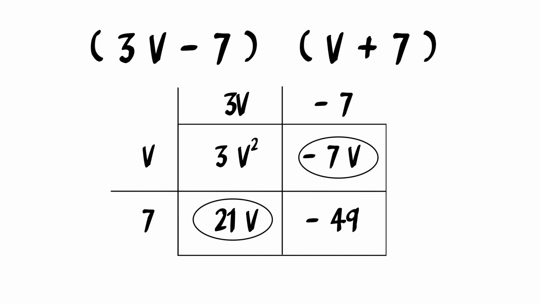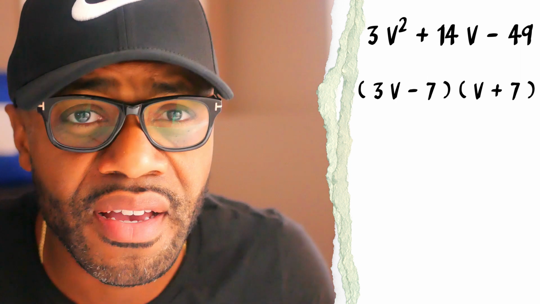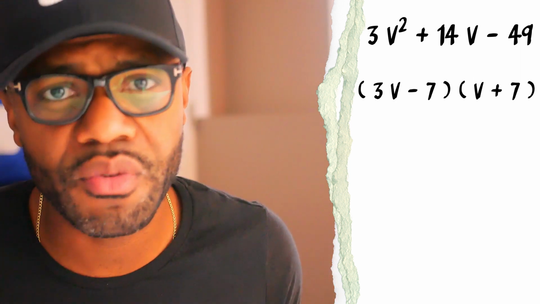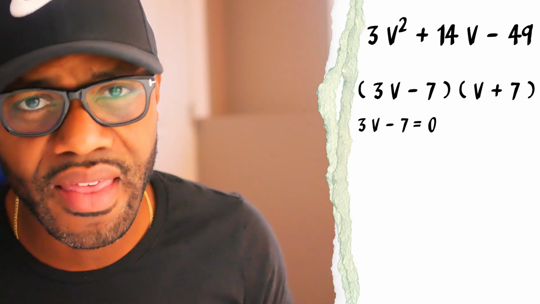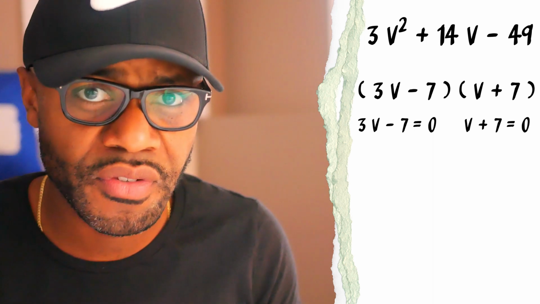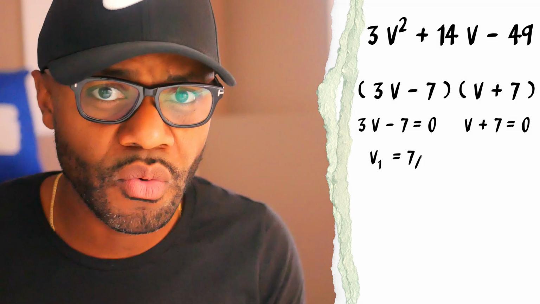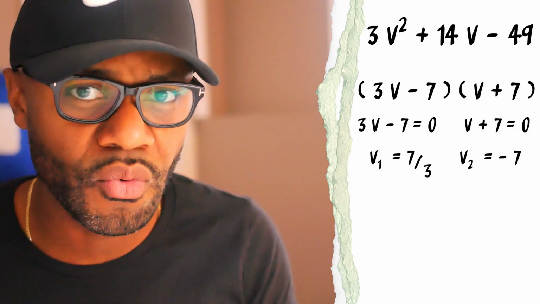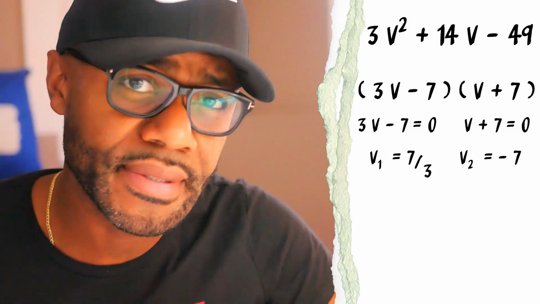Combining our like terms here, once again like a previous video, we're going to be left with the original expression, which is 3v squared plus 14v minus 49. Then we go about finding the roots. Again, we set each one of our factors equal to 0, like you see here, and then we solve for v. Our answer for this problem will be v equals 7 over 3 and v equals -7. Third problem done with a check.